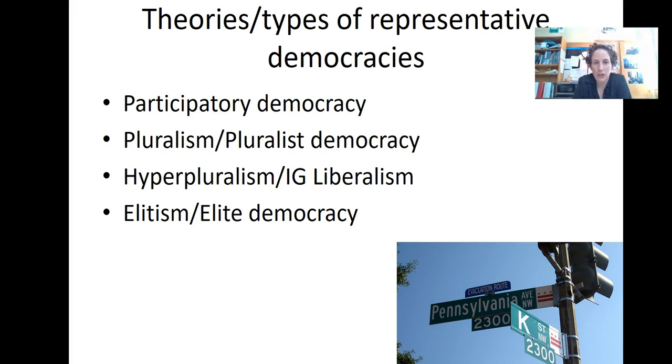Hyperpluralism is the idea that there's too many groups. So with pluralism, there's a lot of groups. You want a lot of groups that compete with one another. Hyperpluralism is that there's so many groups. And then interest group liberalism is about how the government has essentially just been deferring to the groups. There's so many groups, and the government just gives in to each one.